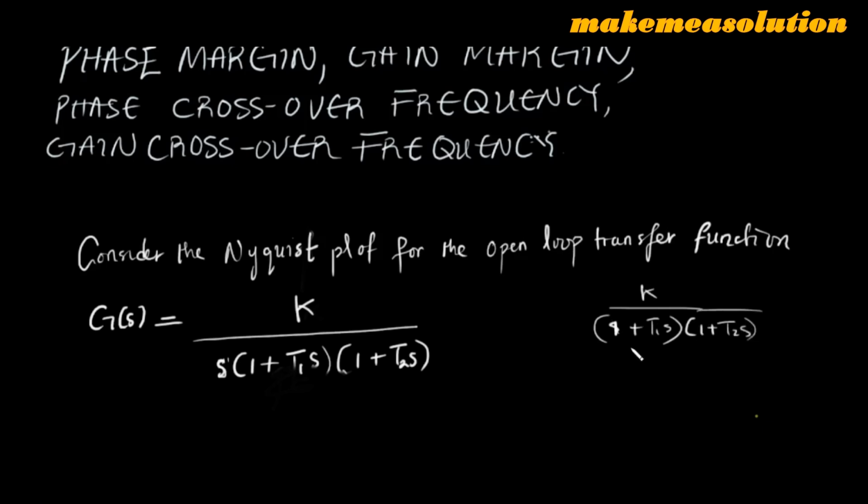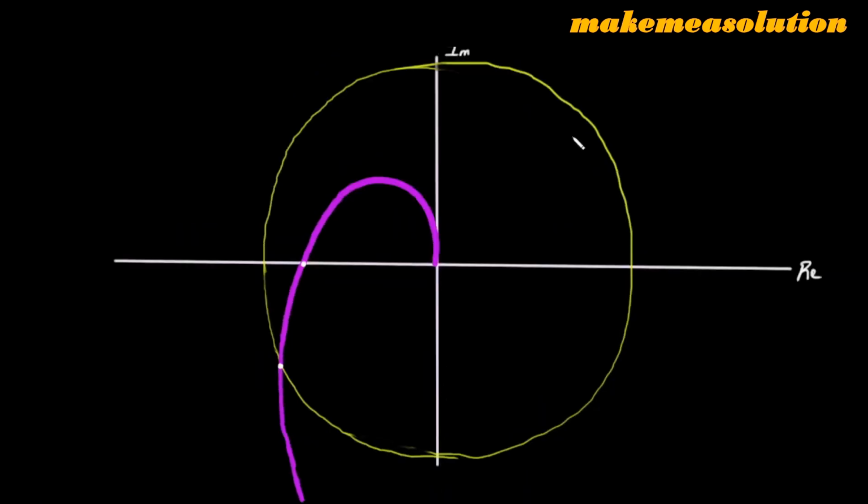There could be only one factor or as many factors as possible, but the most important thing is you use this s as the yardstick to define the type. You'd use the power of s to define the type of the system. So for this type 1 system, the Nyquist plot is given as this purple diagram that you see here. Now the yellow circle is called a unit circle. Then the Nyquist plot is this plot.